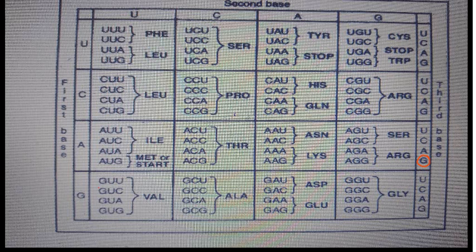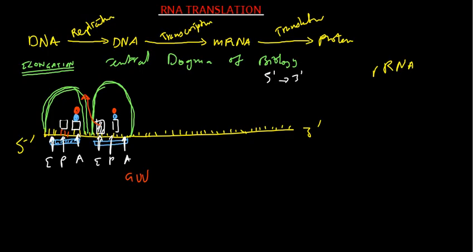Alright, GUU is here. That means the next amino acid that is supposed to be brought is valine. So valine is going to be carried by another tRNA. So we're going to have another tRNA which is going to come into this site, bringing the valine. So there is the valine. Again, an enzyme called peptidyl transferase is going to come and form a bond between these.